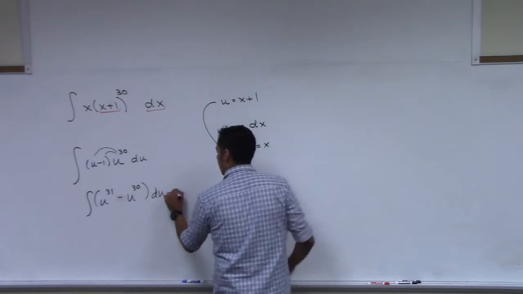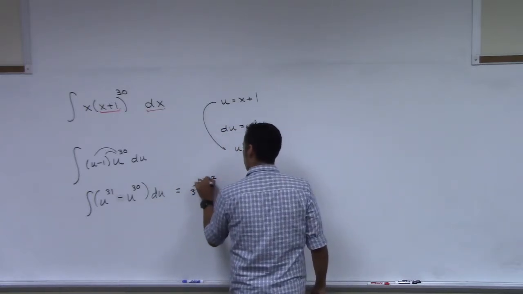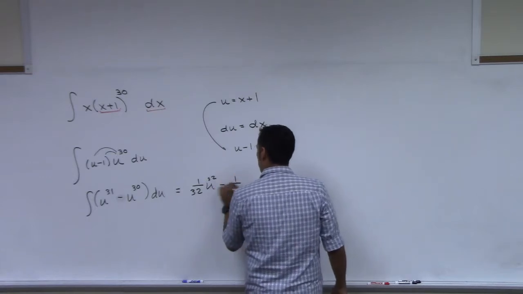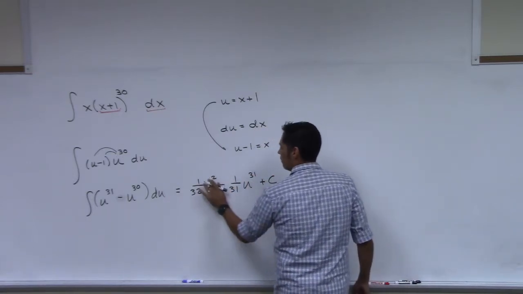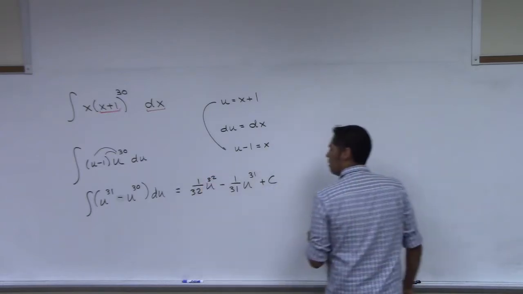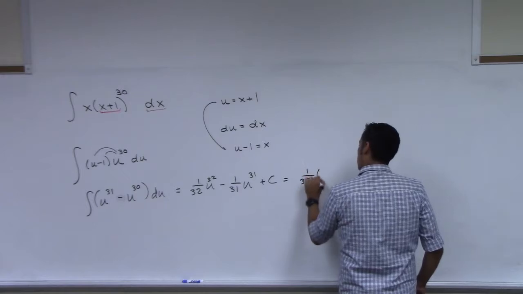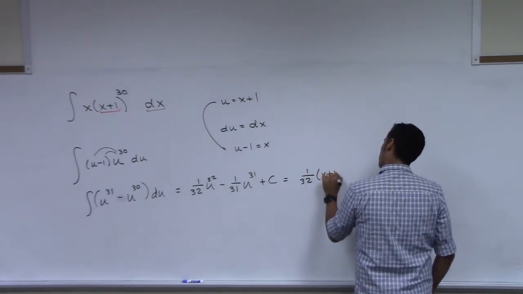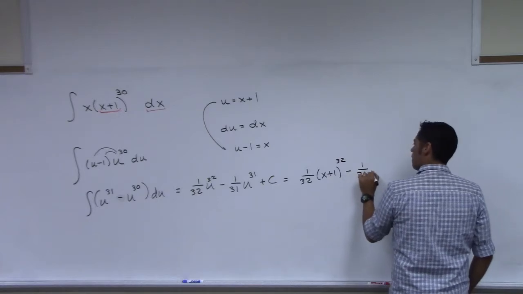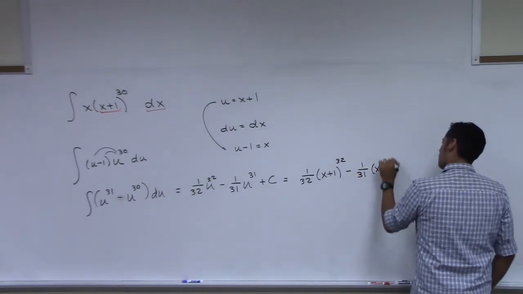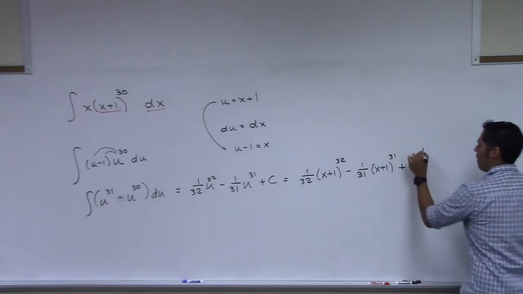And so what we get now is just power rule. This is 1 over 32 u to the 32 minus 1 over 31 u to the 31 plus c. And what was u? x plus 1? There it is.